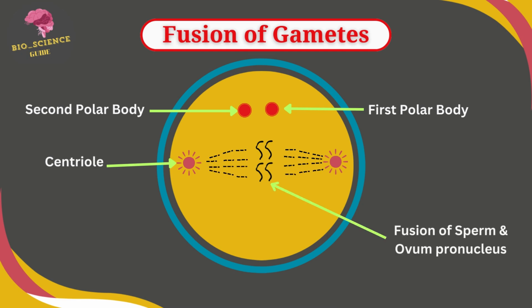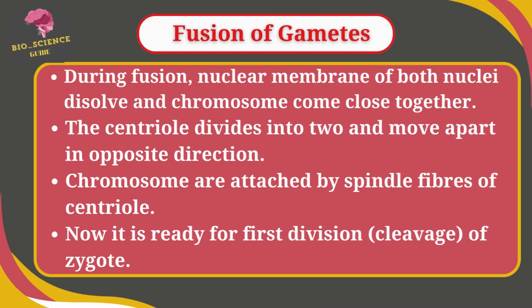During fusion, the nuclear membranes of both nuclei dissolve and the chromosomes come close together and lie at the middle, attached by spindle fibers of the centriole. The centriole divides into two and moves apart in opposite directions. Now it is ready for the first division or cleavage of the zygote.